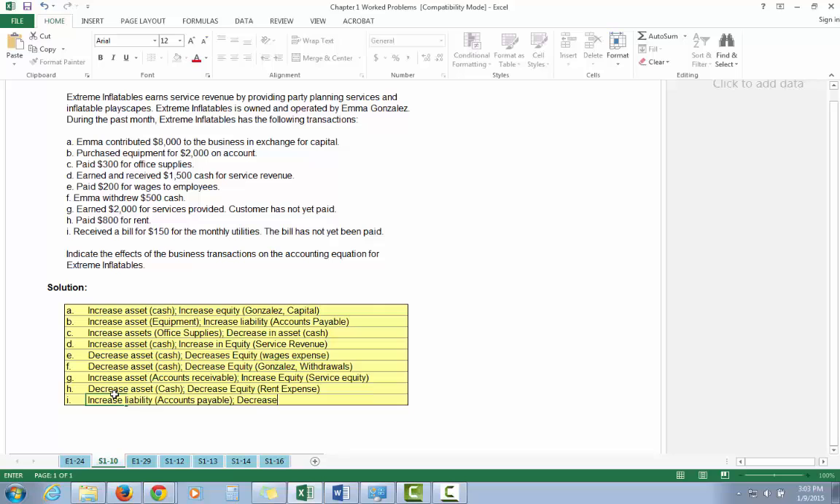And then we're going to decrease equity. I'm using that utility expense. And when we get further along in the chapters, that accounts payable would actually be maybe a utility payable. We would keep all the payables in their own account. But for now, let's just keep all of the amounts that we owe in accounts payable.